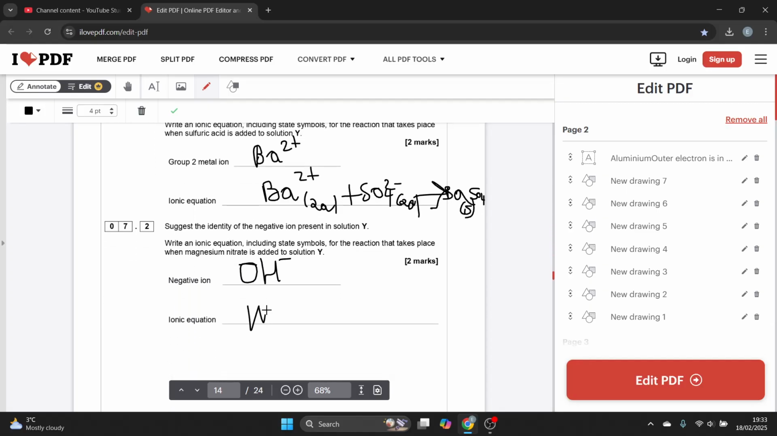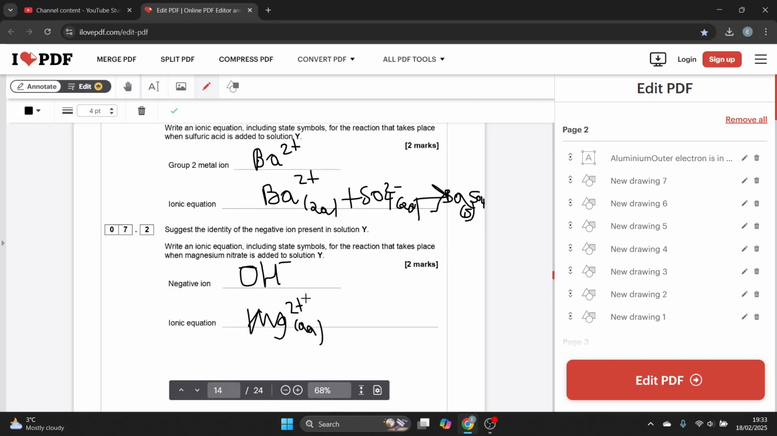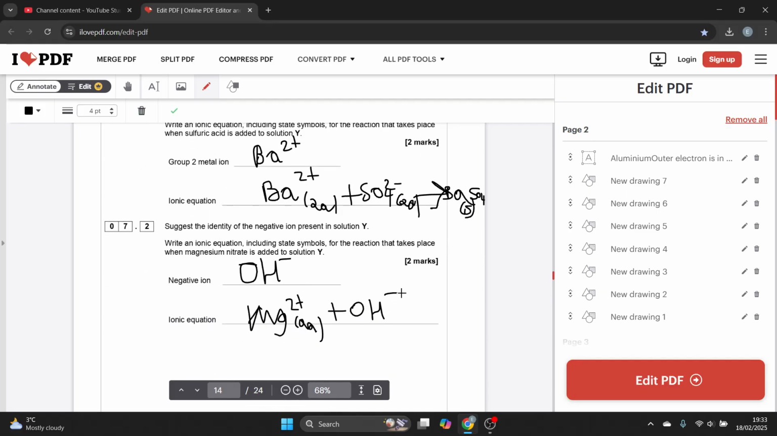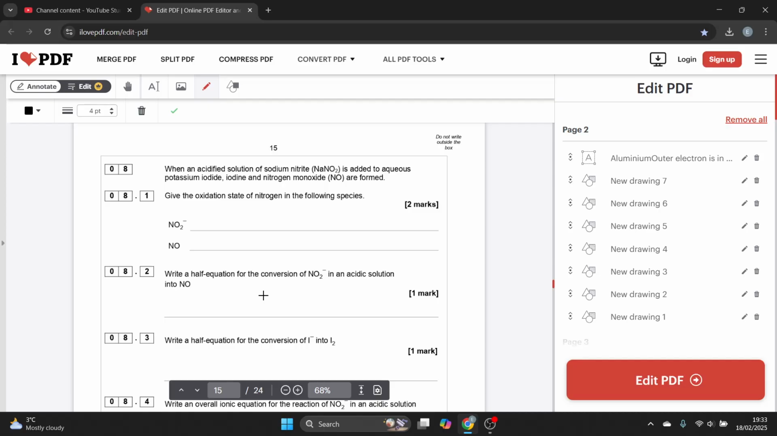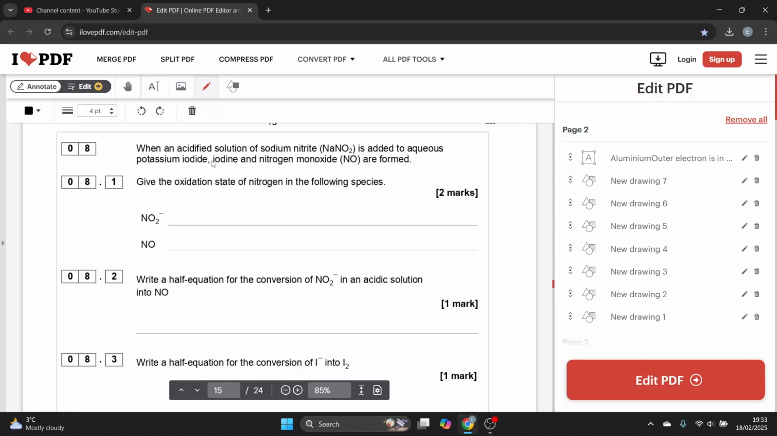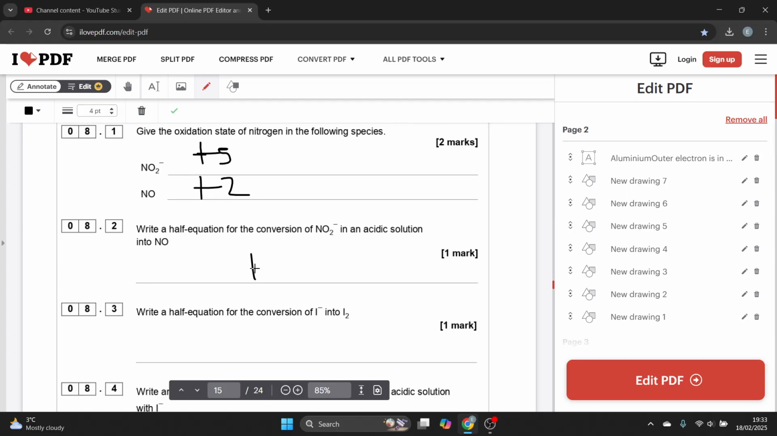So magnesium nitrate, the Mg2 plus ions, plus the OH minus ions, but two of them because I'm going to form the magnesium hydroxide. Give the oxidation state of nitrogen in the following species: NO2 minus, plus 5 in NO, plus 2. Half equation for the conversion of NO2 minus in acidic solution into NO.